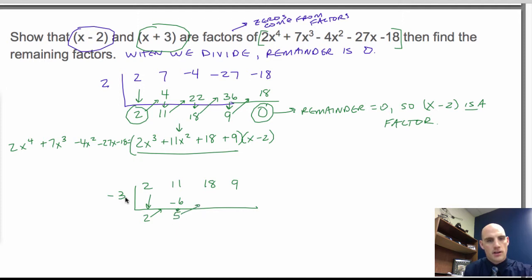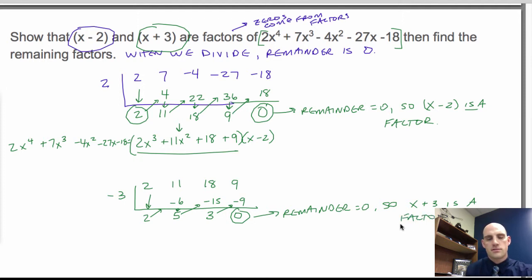I'm going to multiply across. Negative 3 times 5 would be negative 15. When I add, I get 3. So 18 plus negative 15 is 3. Multiply again, I get negative 9, so I get a 0. This is my remainder. Okay, so x plus 3 is a factor of my polynomial.